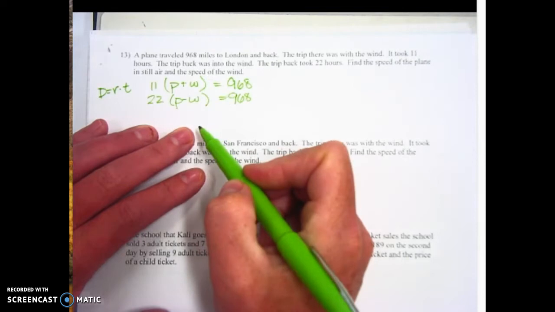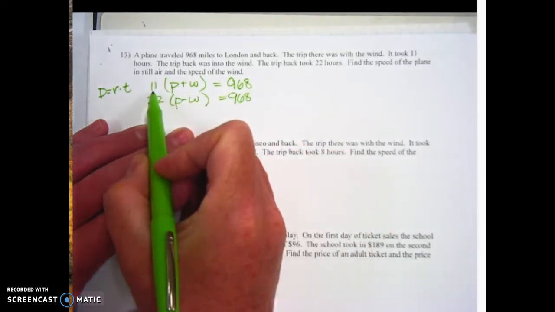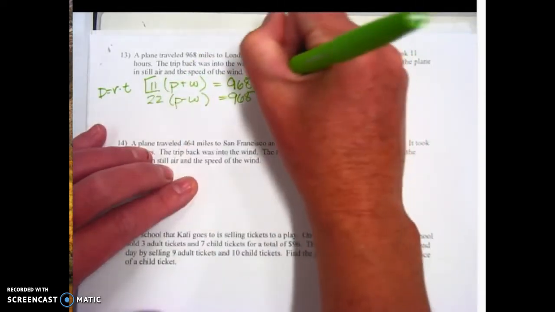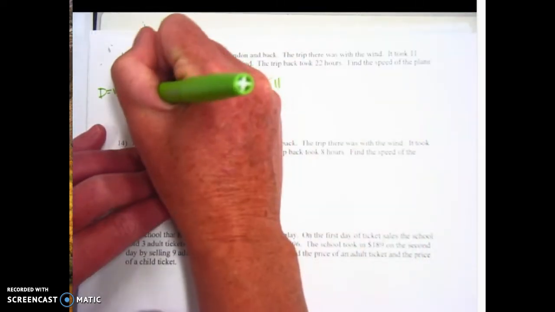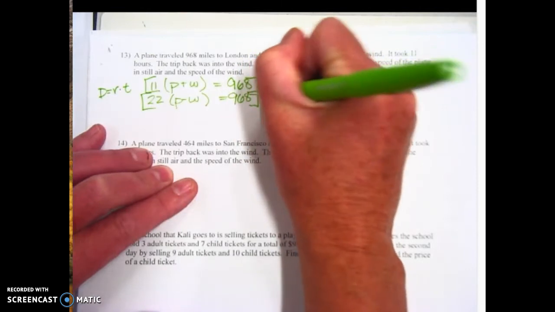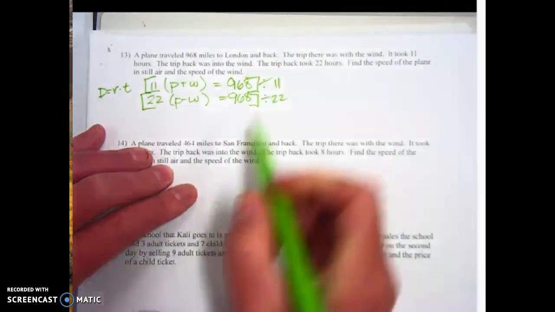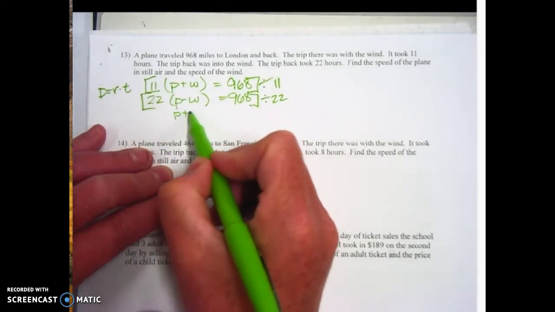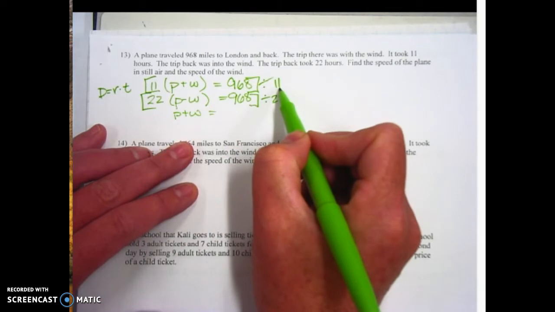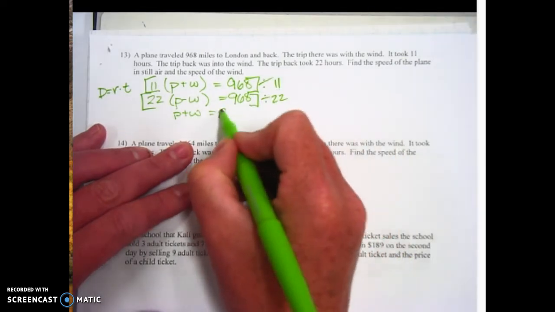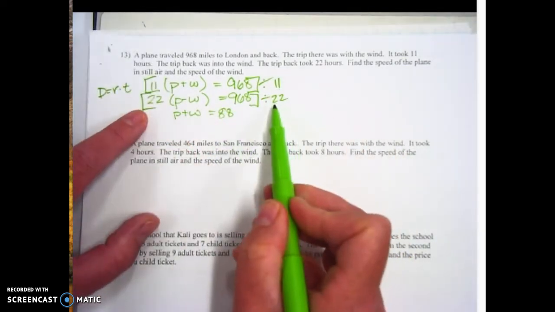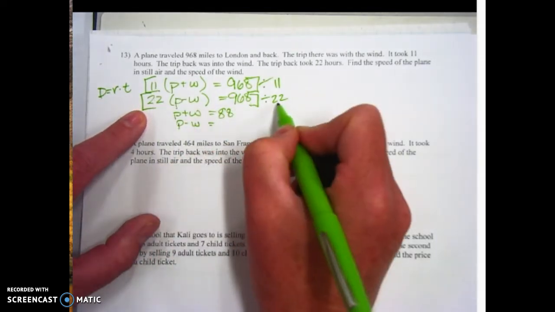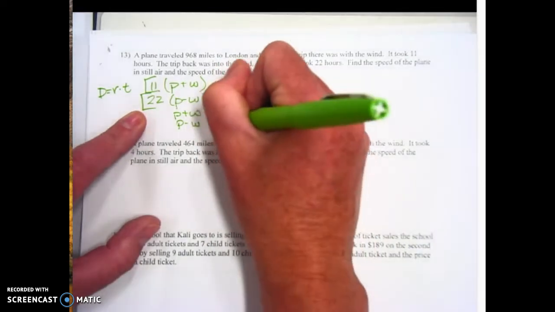I'm going to multiply both of the equations by the reciprocal of 11, which is the same as dividing by 11. And the same for this one as dividing by 22. So if I divide this by 11, it cancels on this side, leaving me with P plus W. And then 968 divided by 11 is 88. So if I divide by 22, that cancels, leaving me with P minus W. And 968 divided by 22 is 44.